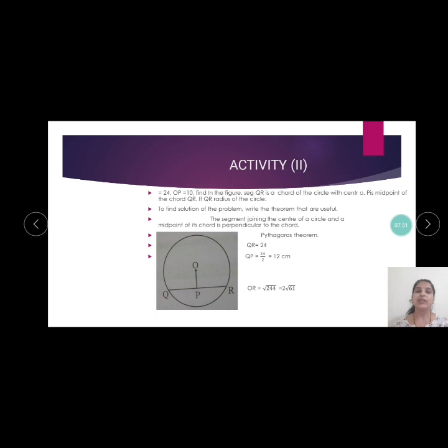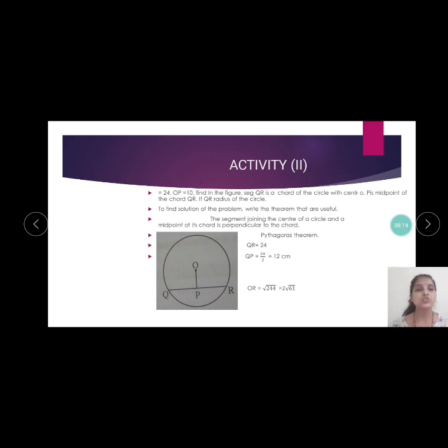That is 24 by 2, which will be equal to 12 centimeter. OP is 10, given to us, right? Now, as it is perpendicular, if I draw OR, I'll get a triangle OPR. So OPR is a right angle triangle. So what will I be applying? I'll be applying Pythagoras theorem.